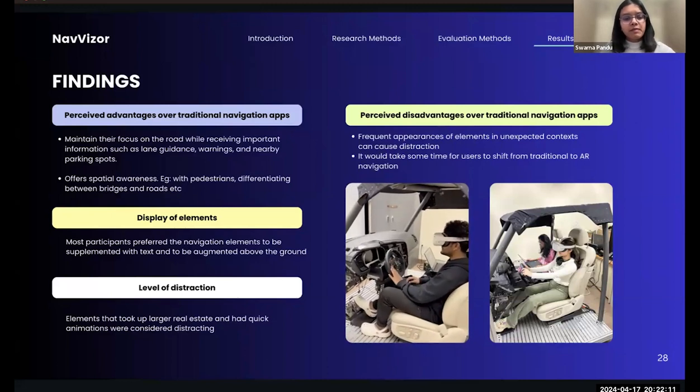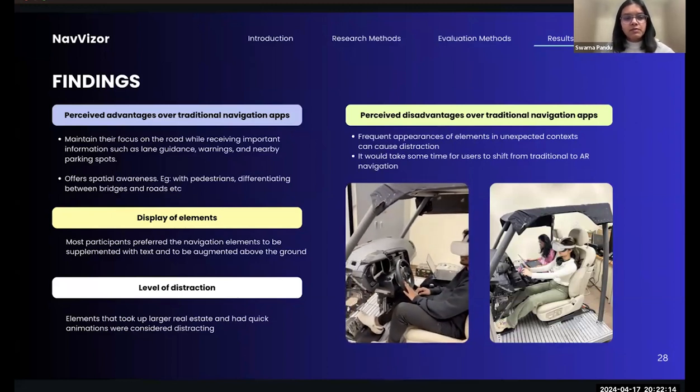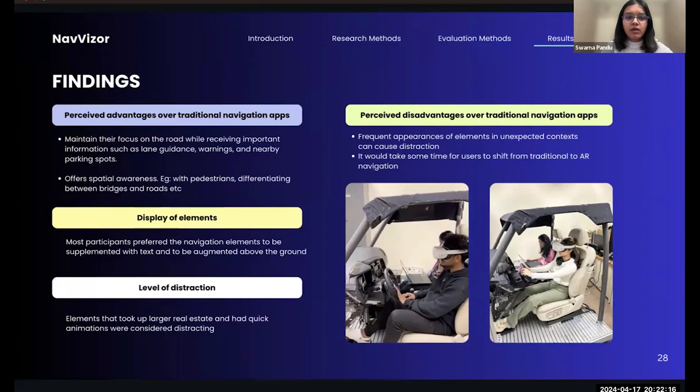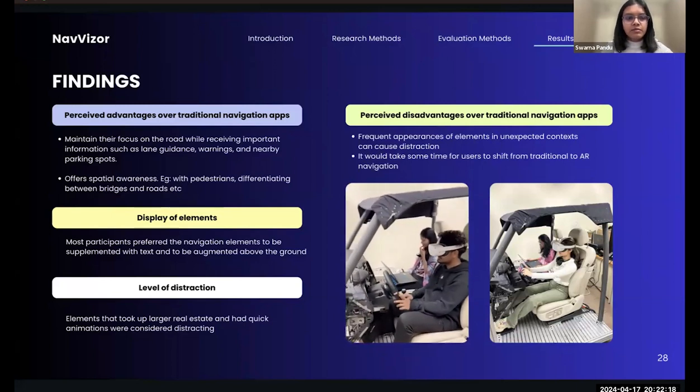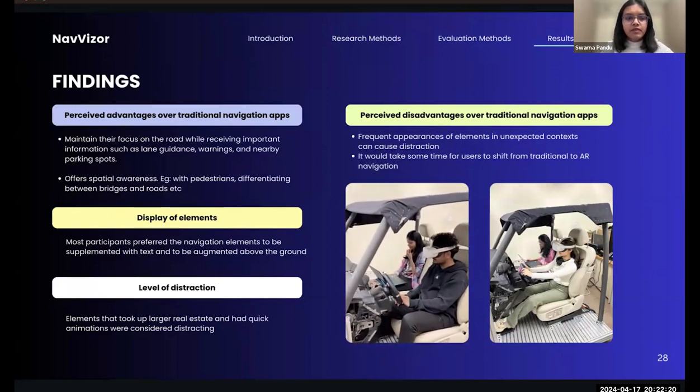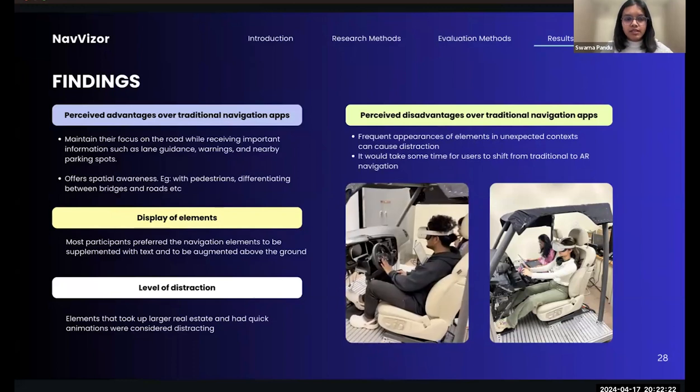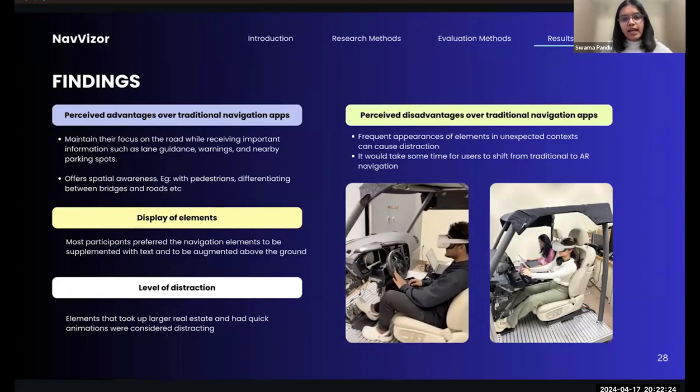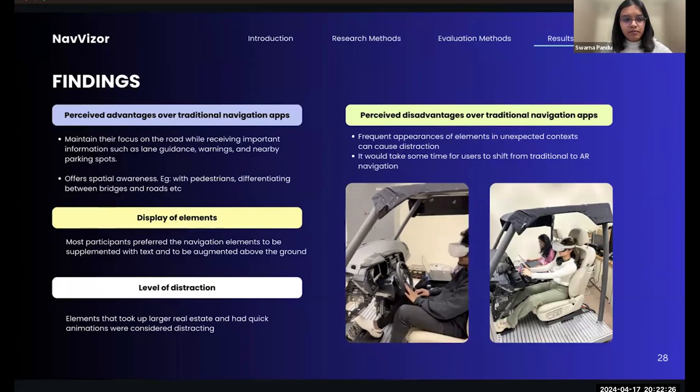With respect to the display of elements, most participants would like navigation elements to be augmented above the ground and to be supplemented with text. Lastly, elements with a larger real estate on the HUD and with quick animations were found distracting.